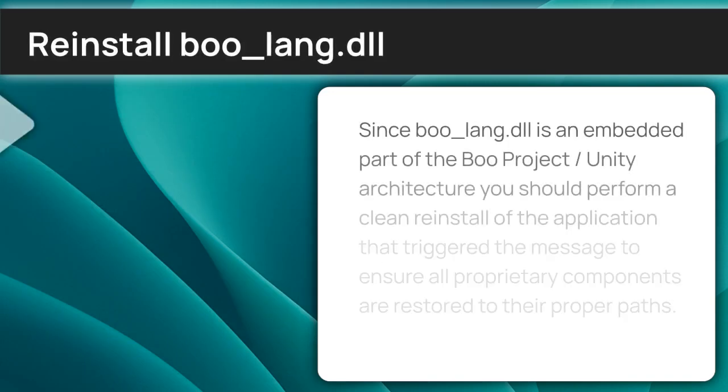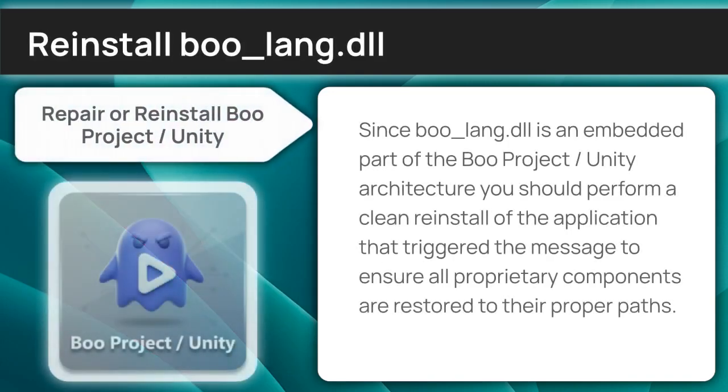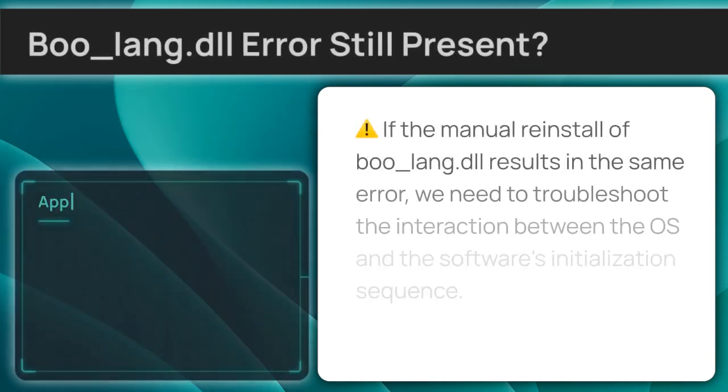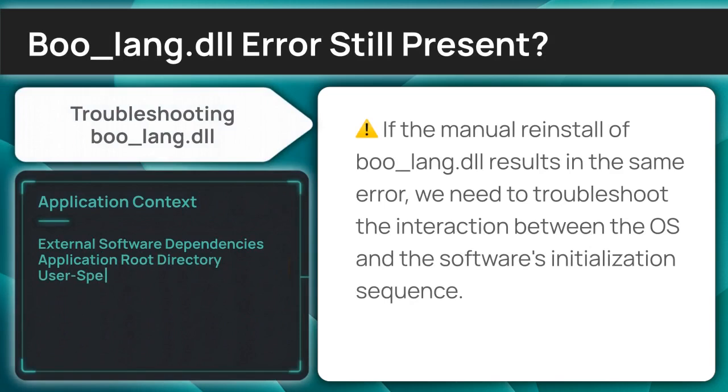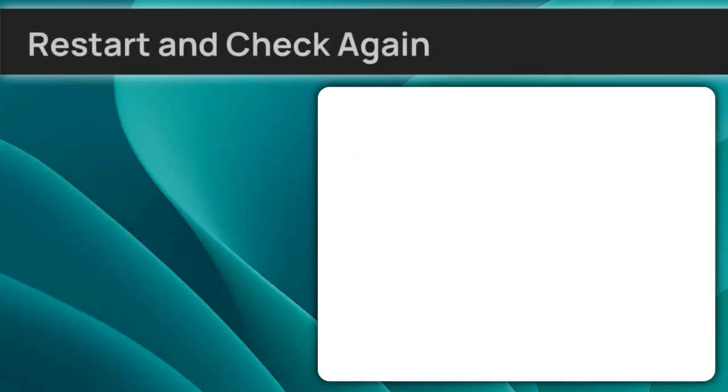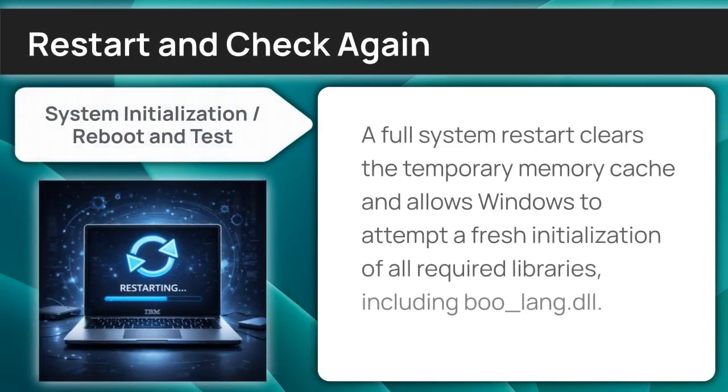Since Boo language runtime DLL is an embedded part of the Boo project/Unity architecture, you should perform a clean reinstall of the application that triggered the message to ensure all proprietary components are restored to their proper paths. In the event the error remains visible, it indicates we need to verify the environment's ability to register new shared resources. A full system restart ensures that no background processes are currently locking the Boo language runtime file. A fresh boot allows Windows to reinitialize its library map from a clean state.